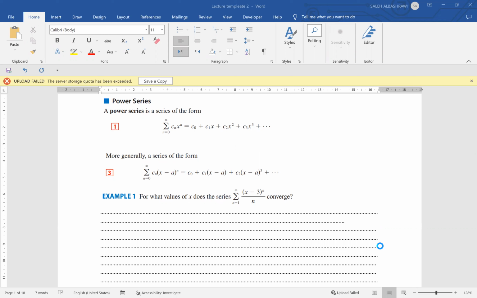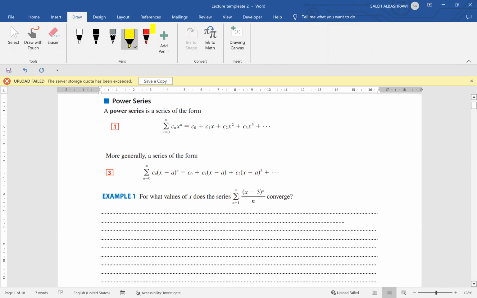First of all, we can define the power series as a series of the form sigma of Cn x to power n. In expansion, we can write it as C0 plus C1 times x to power 1, plus C2 times x to power 2, plus C3 x to power 3, and keep going in this pattern. So it is sigma of Cn, the coefficient, multiplied by x to power n, or we can write it in a more general form as sigma of Cn times x minus a to power n. This is the general form for the power series.